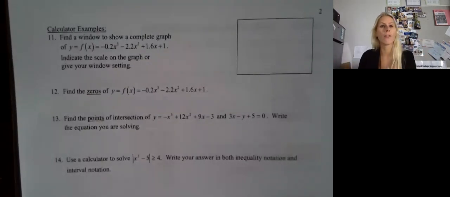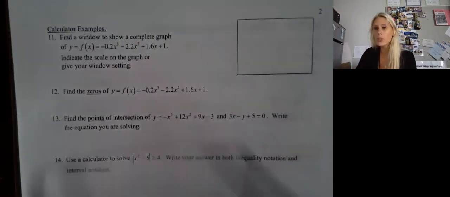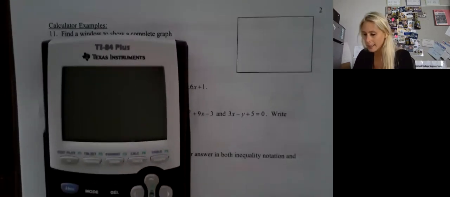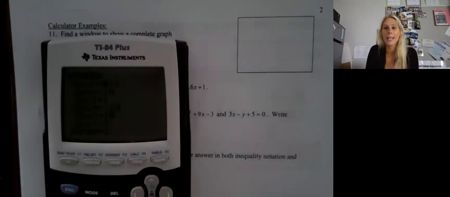So it says here, find a window to show the complete graph. Think about what complete graph means. So what I'm going to do is start you off with your basic. Okay, let me make sure my window is fine. So this is a basic window, a 10 by 10 window.